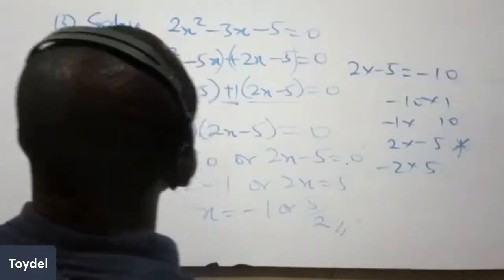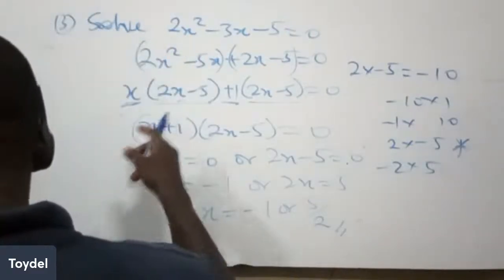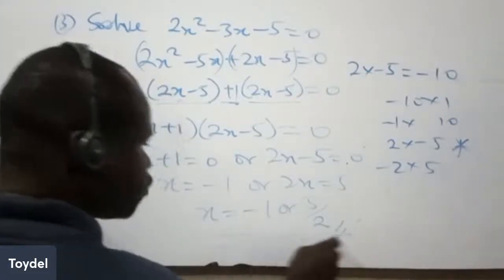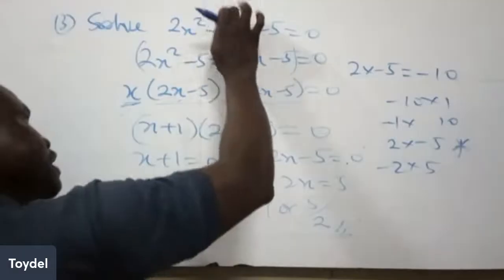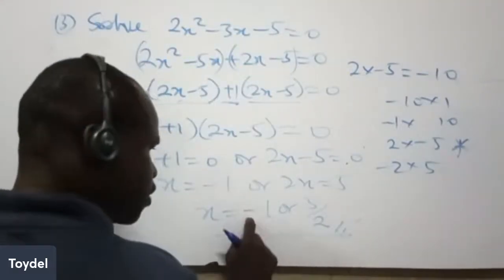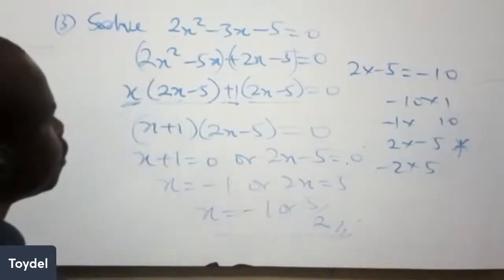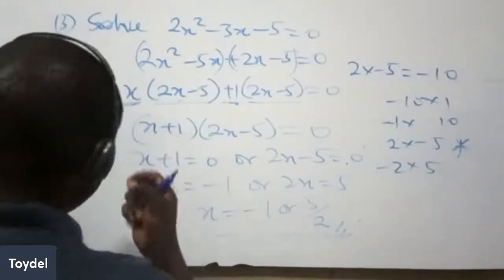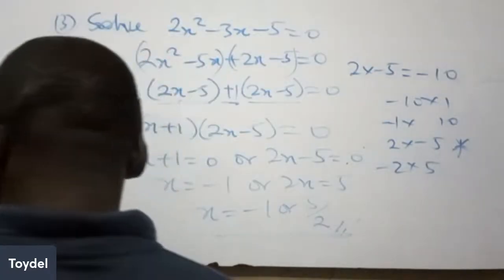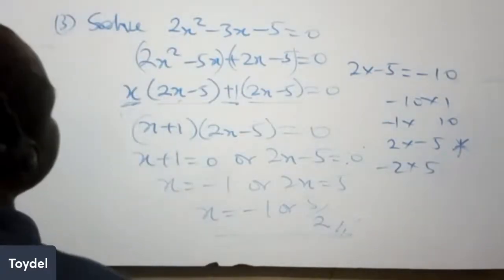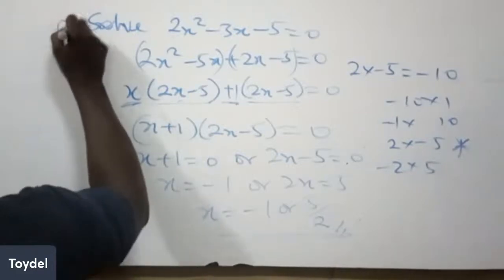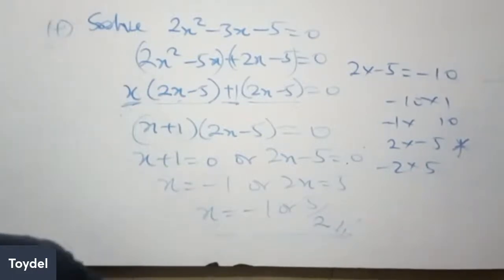If you are given the roots of an equation, you should be able to get the equation. You can be asked to find the equation whose roots are minus 1 and 5. So just check my video on the theory of quadratic equations. So we take another question.